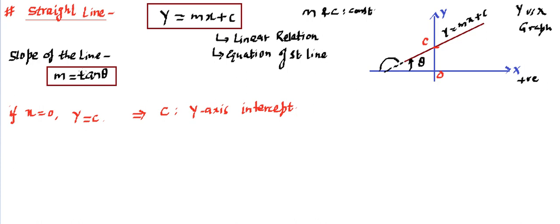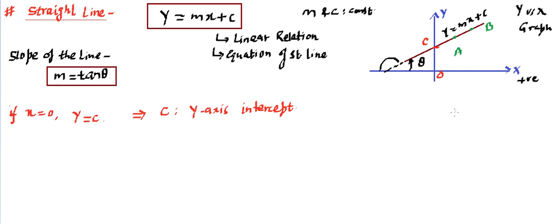Now we can represent the slope in other ways as well. Let's say we have been given 2 points on the straight line. On this straight line there are infinitely many points. Let's take one point over here, another point over here. Let's call this point A, this point B. This is A point first, this is B point second.